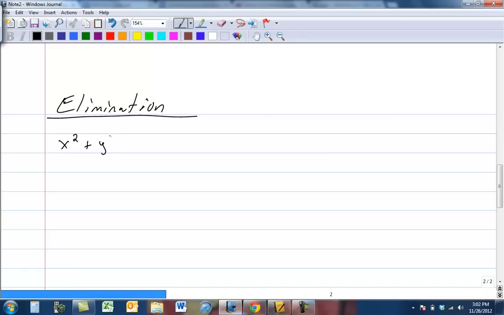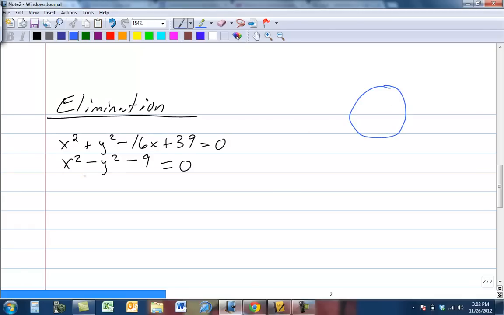x squared plus y squared minus 16x plus 39 equals 0. And I got x squared minus y squared minus 9 equals 0. Okay, so first of all, what shape is this top equation? This is going to be a circle. The bottom equation is going to be a hyperbola.